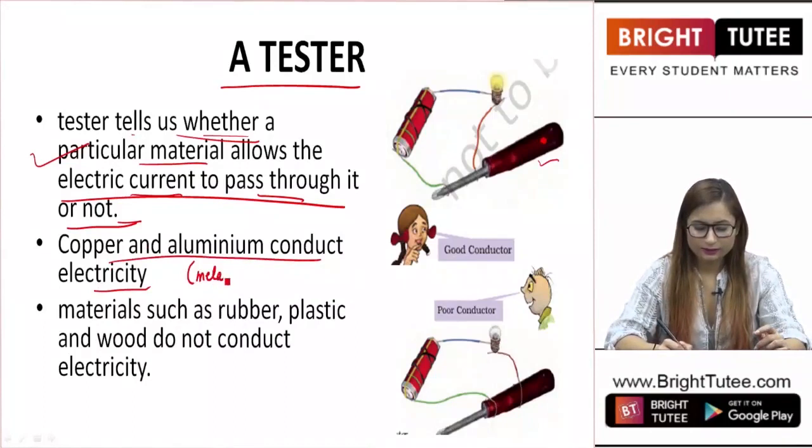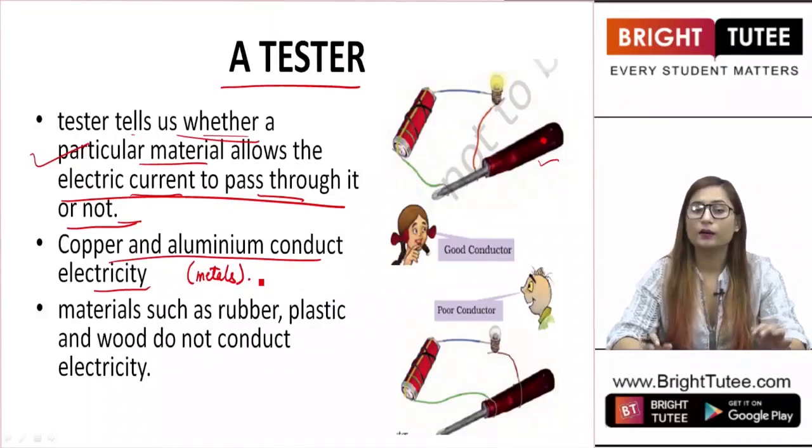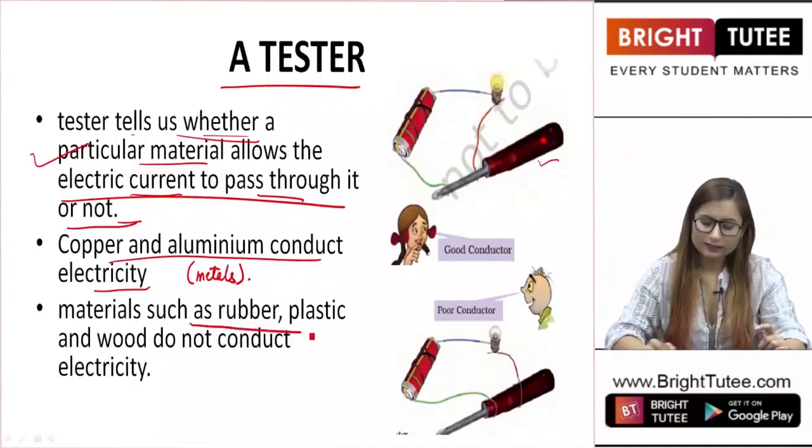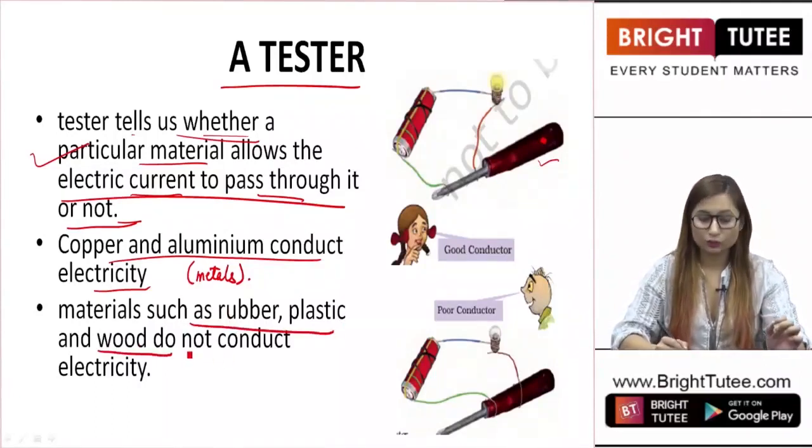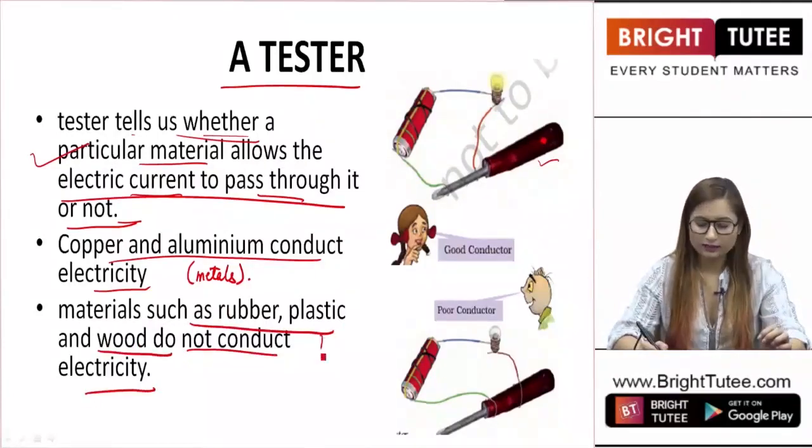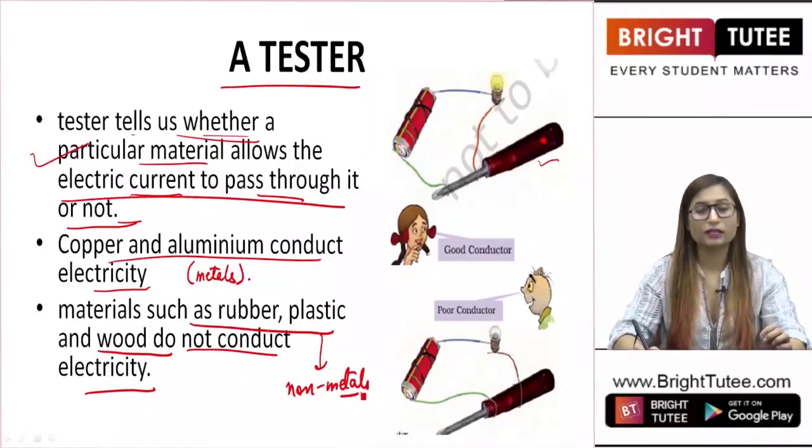These are metals. Most metals have this property in common, that metals conduct electricity, while non-metals do not conduct electricity. There are many substances such as sulfur, oxygen, nitrogen. All these substances do not conduct electricity. Now materials such as rubber, plastic, wood do not conduct electricity. These are again non-metals. They are not metals, so they do not conduct electricity.